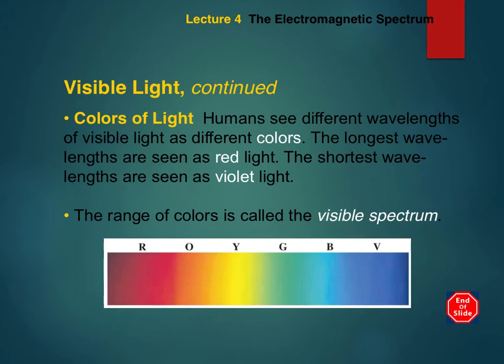Here we can see the entire spectrum. Humans can see different wavelengths of visible light as different colors. Each of these individual colors is just a piece of this whole visible spectrum. The longest wavelengths are seen as red light, and the shortest wavelengths are seen as violet light. So Roy G. Biv, you can see here, is the famous thing.